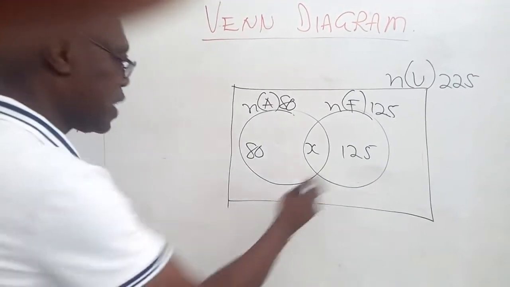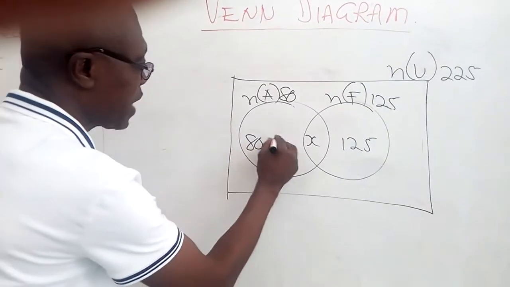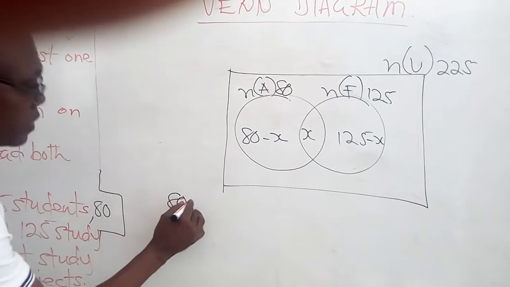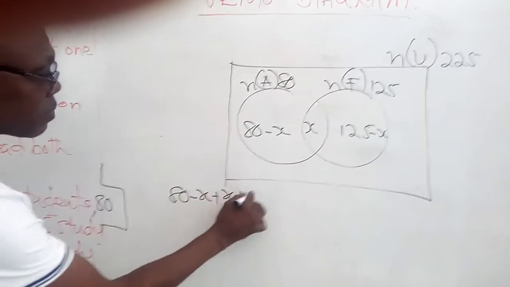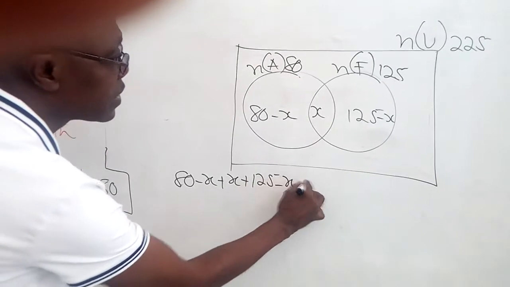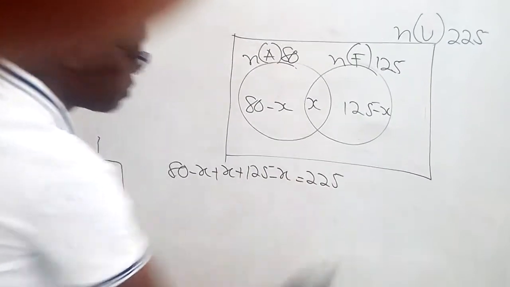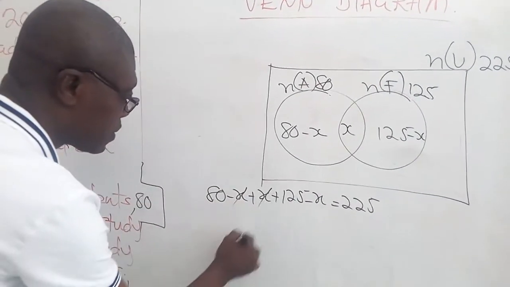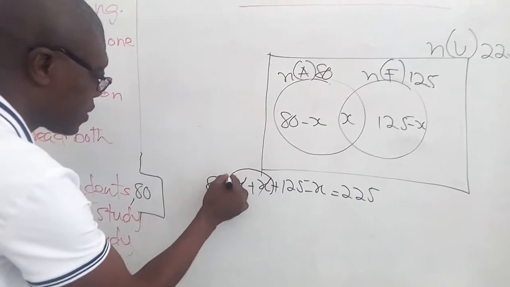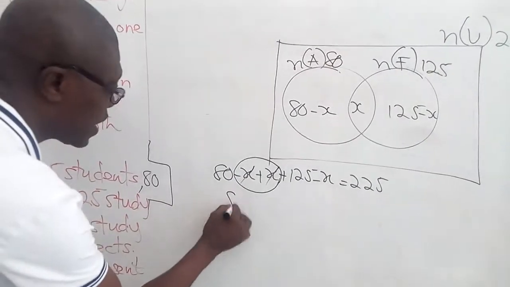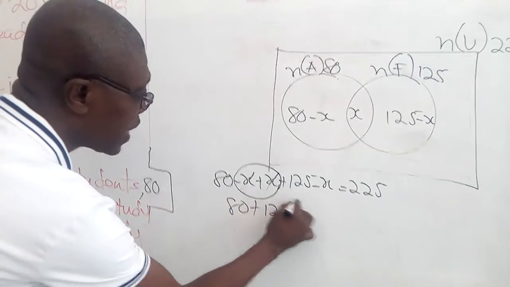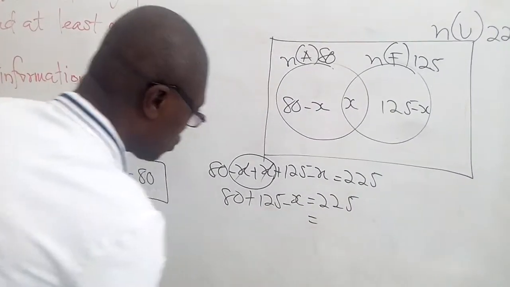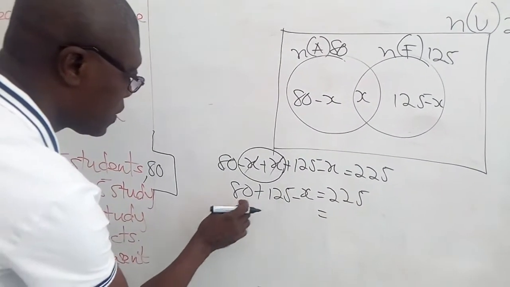Now let's generate an equation for it. This will be minus x, 125 minus x. So 80 minus x plus 125 minus x equals 225. This and this will go away. This and this will go away. So it will be left with 80 plus 125 minus x equals 225. This will be 80, this will be 205.